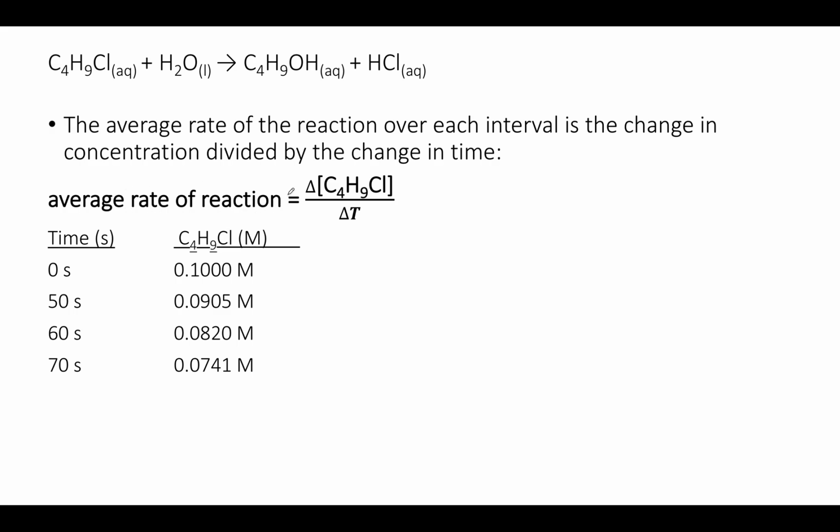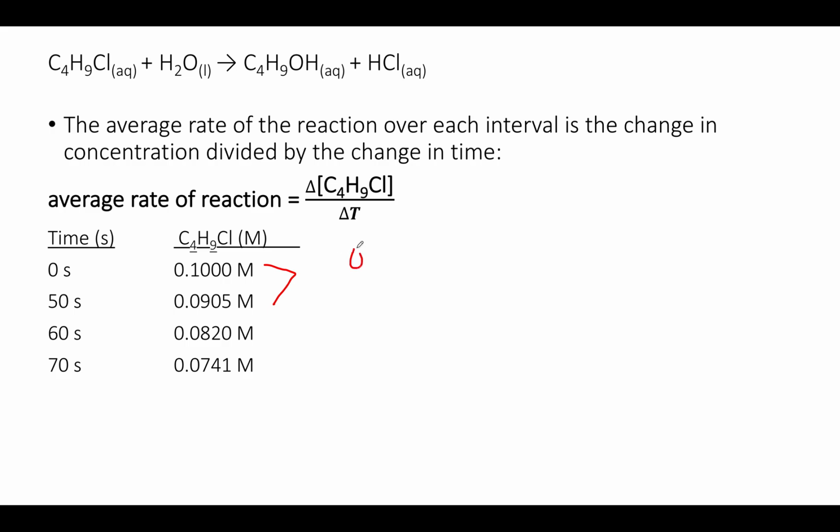Now, the average rate of a reaction is the change in the concentration in the reactant that you're studying divided by the change in time. So here at 0 seconds, I'm starting with a 0.1 molar butyl chloride, but at 50 seconds, the concentration decreased to 0.0905 molarity.